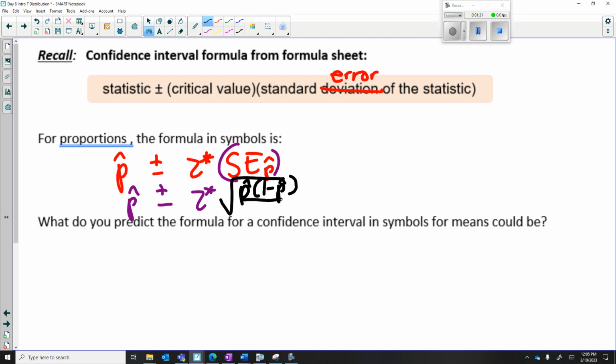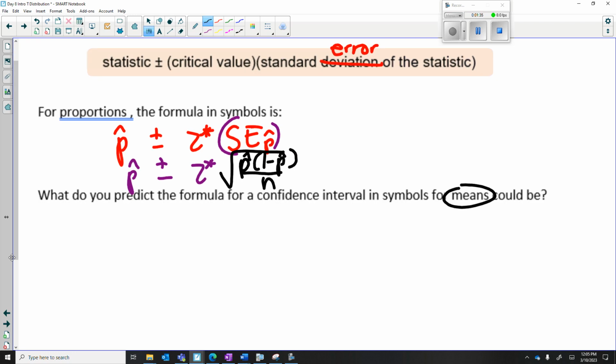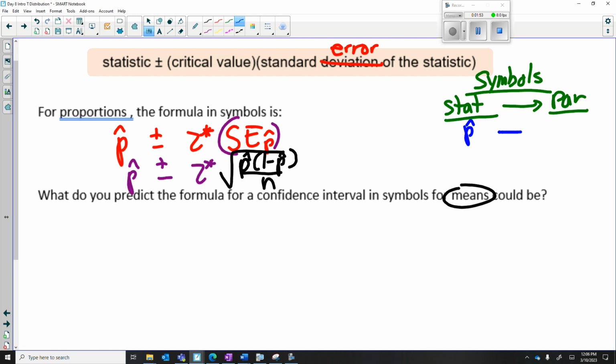Now we're going to switch gears and talk about what could be the formula for means. Instead of using the statistic for proportions, what would it be for means? When we talked about our symbols, we talked about the statistic versus the parameter. The statistic estimates the parameter of the population. For proportions, p hat estimates p, and for means, x bar estimates mu, where mu is the true population mean.